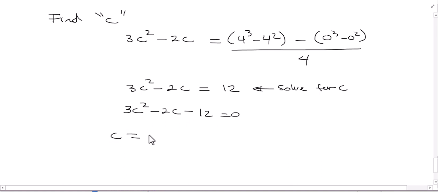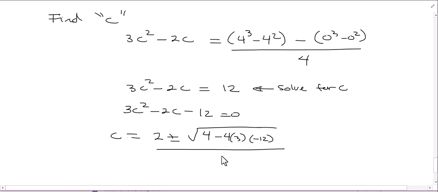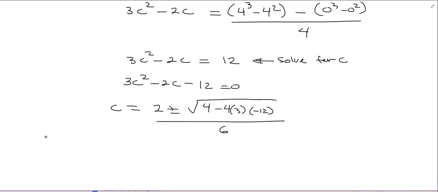So c is going to be the opposite of b. So we have it equal to 0. Okay, so a is 3, b is negative 2, and c is negative 12. So the opposite of b, so 2 plus or minus the square root of b squared, so 4, minus 4ac, all over 2a. And then figure that out. And so that's going to give us the c that we want, and then we just choose the one that is inside the interval 0, 4.